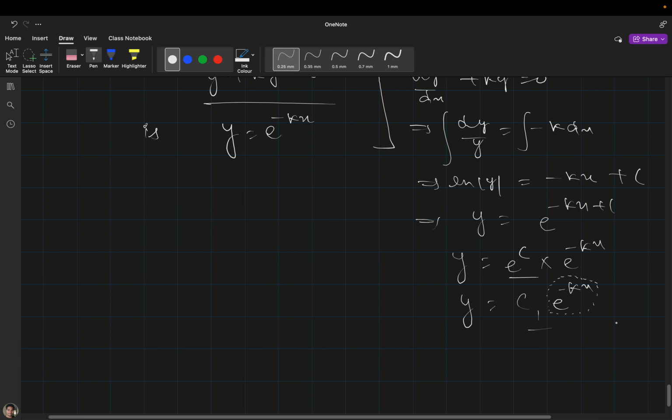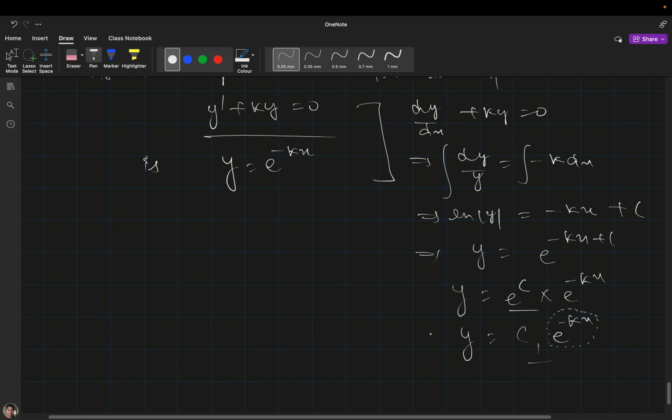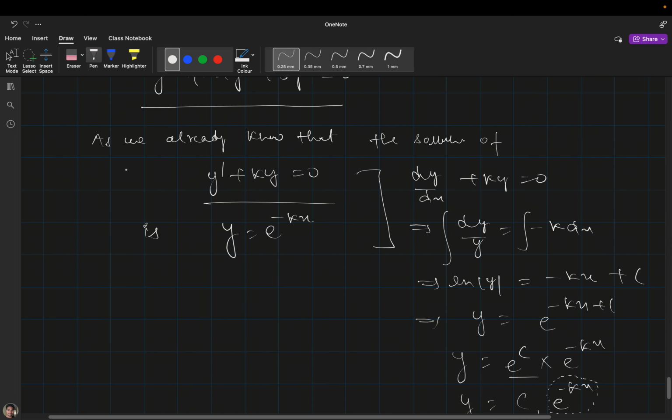But from the fundamental theorem, which I have already proved, if this is one solution, then its linear combination will also be a solution. Linear combination means what? Since there is only one function, a constant times this will also be a solution of this differential equation. So I will use the benefit of this result.